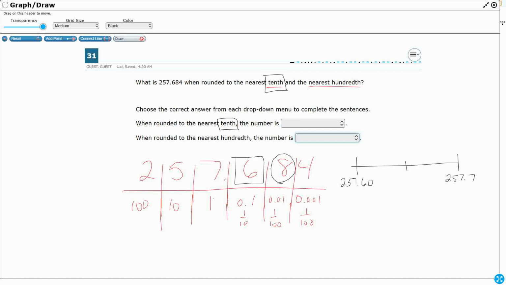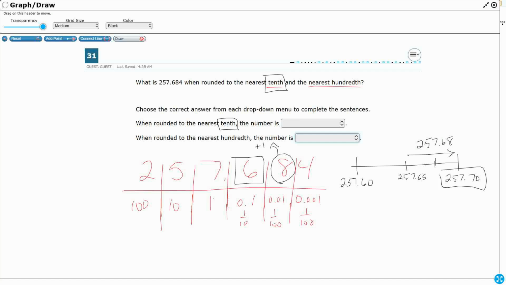Well, that's at 0.60 and 0.70, it's 257. What's between 60 and 70? 65. All right, so where does 68 land? Well, 68 is going to land right around here. 257.68, because 68 would be more than 65, less than 70, which means it's more than halfway, which means it's closer to 257.70. This rule here is that if that number that you're looking at, that's to the right of the digit you're rounding to, is 5 or more, you move it up.